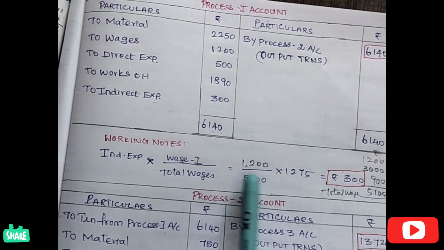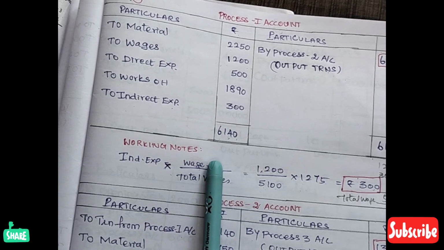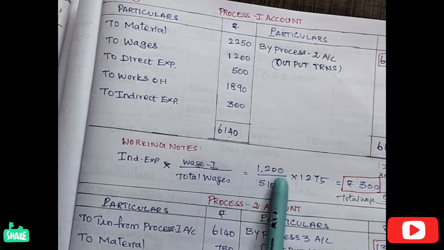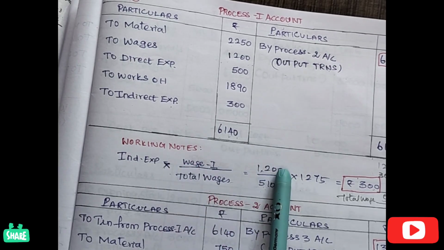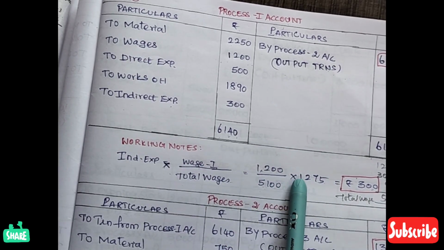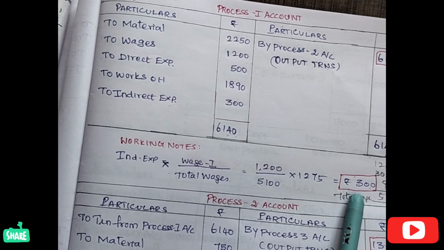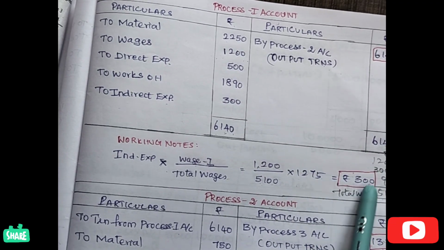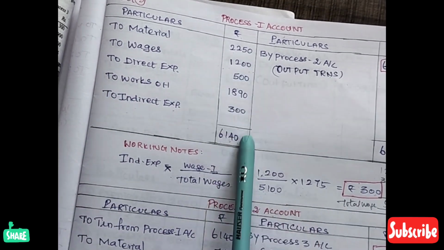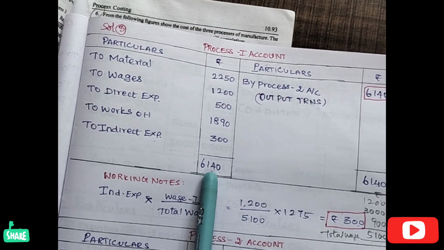Okay, so what is the format to find out the indirect expenses? Process 1's wages divided by total wages into indirect expenses. So as per that format, process 1's wages is 1,200 divided by total wages 5,100 into indirect expenses 1,275. After cancelling, what did you get? 300 rupees. That 300 rupees is called what? Indirect expenses entered. After entering it, you have to find out the total. After adding all the cost, you will get 6,140 rupees.